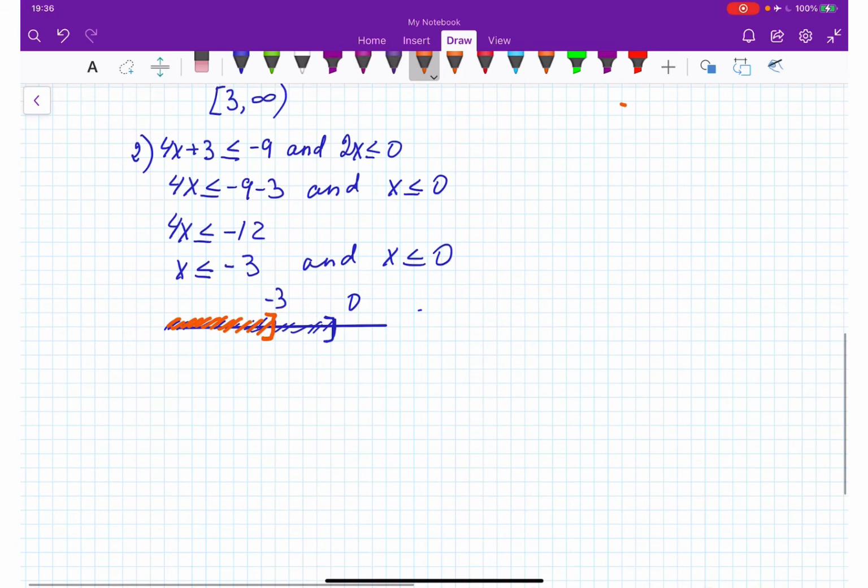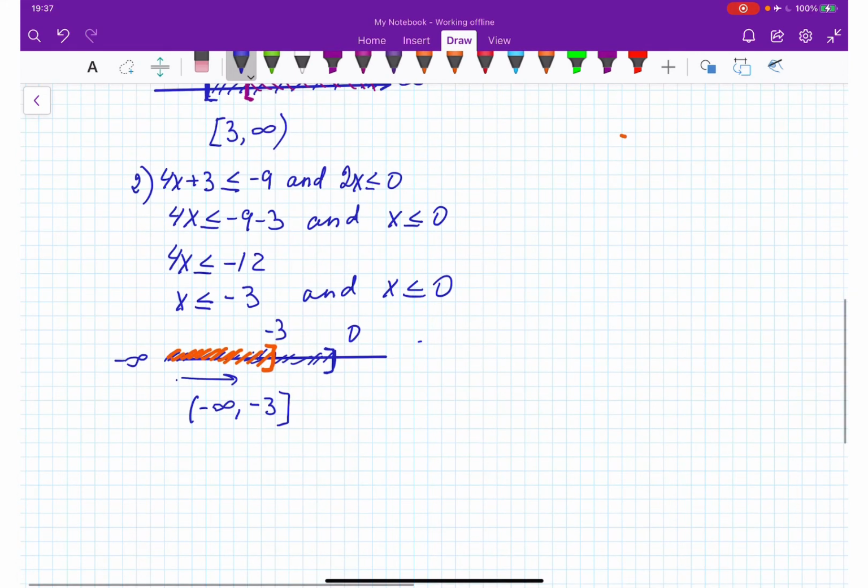X less or equal negative 3, right? Therefore, since numbers grow from left to right, meaning from negative infinity, it's going to grow till negative 3, right? So we put the answer in the format negative infinity and negative 3, like that. Okay? All right.